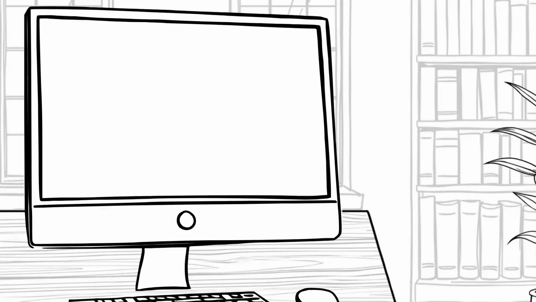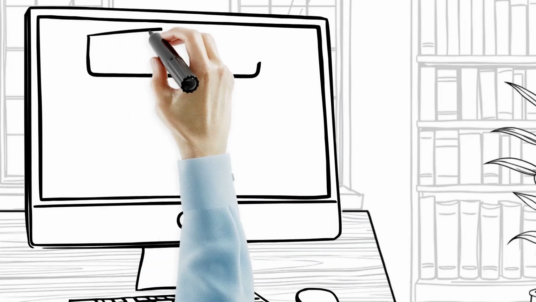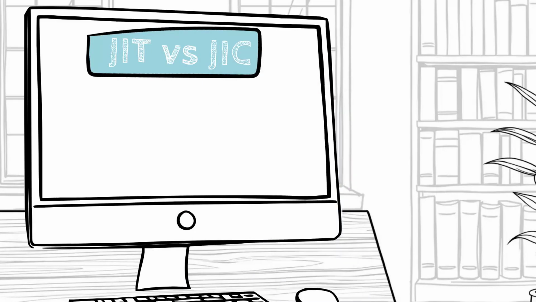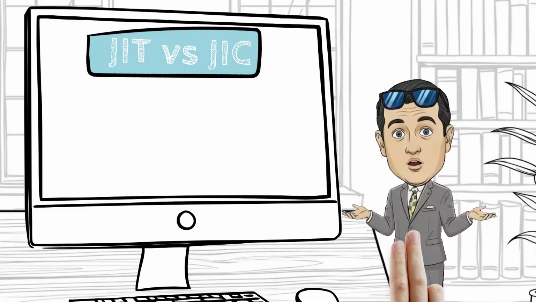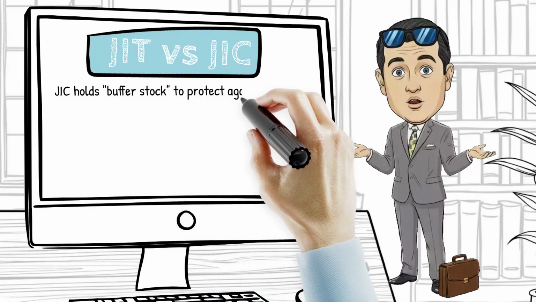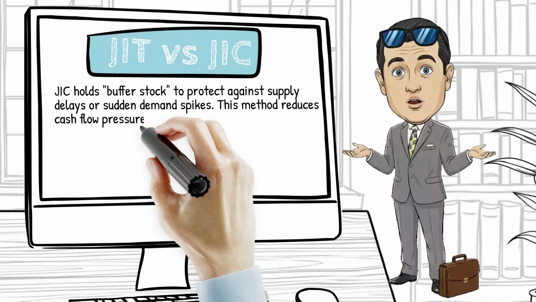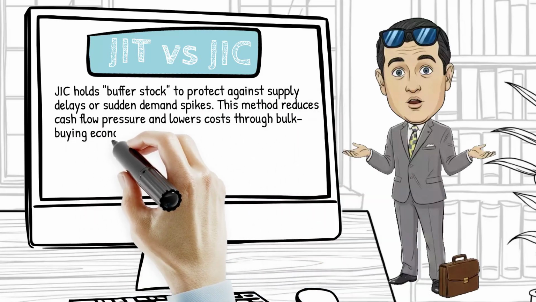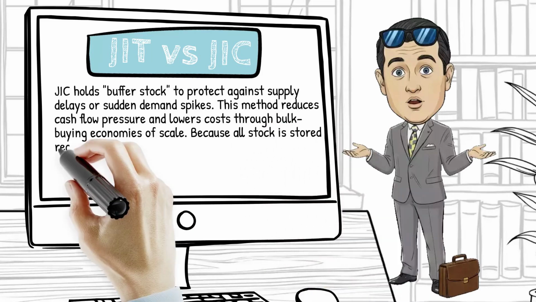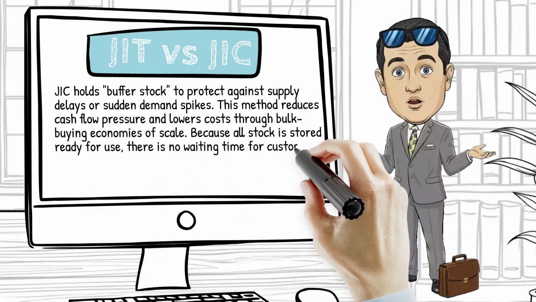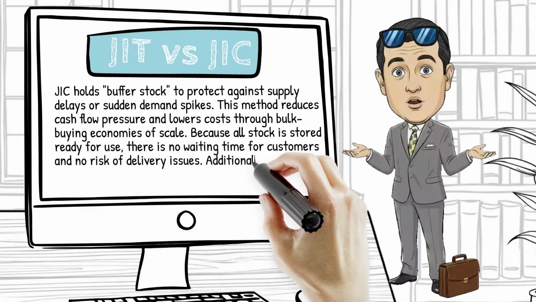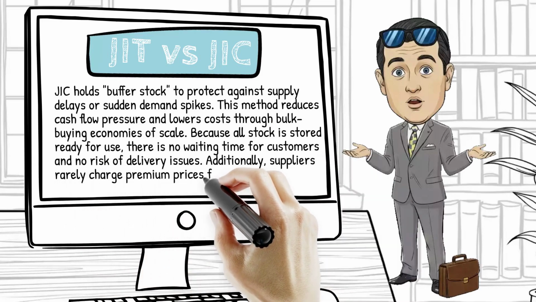JIC holds buffer stock to protect against supply delays or sudden demand spikes. This method reduces cash flow pressure and lowers costs through bulk buying economies of scale. Because all stock is stored ready for use, there's no waiting time for customers and no risk of delivery issues. Additionally, suppliers rarely charge premium prices for these non-urgent orders.